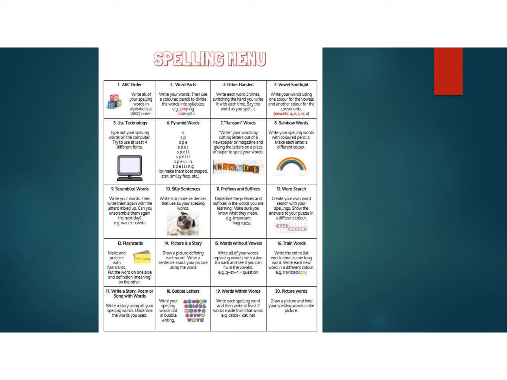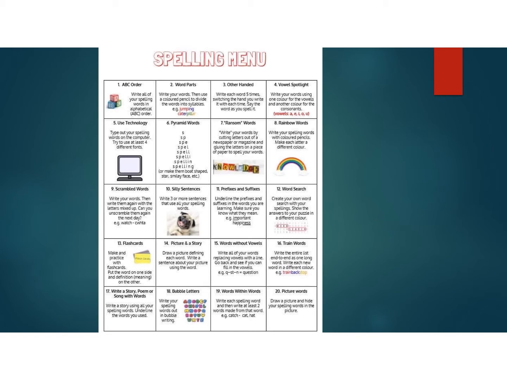The fifth task is called Use Technology, in which you would type out your spelling word on a computer. You can try and use at least 4 different fonts. You could try and use different colours and different programs as well. The sixth task is called Pyramid Words, in which you would create a spelling pyramid as shown in the picture.